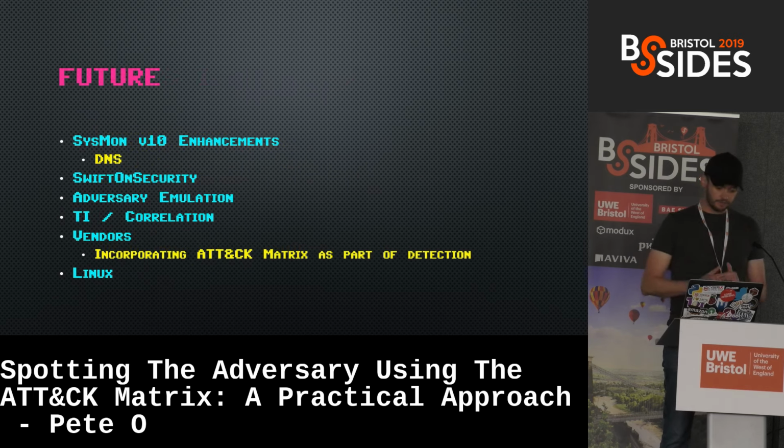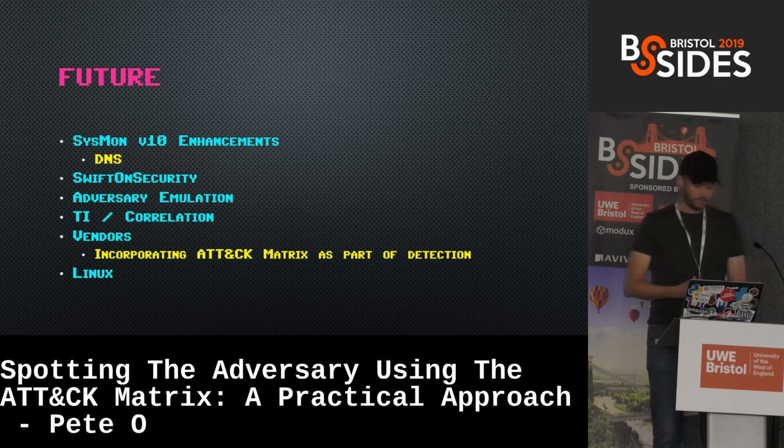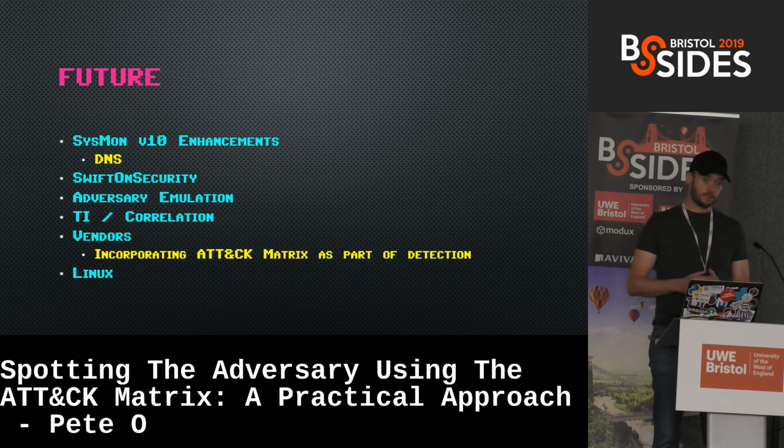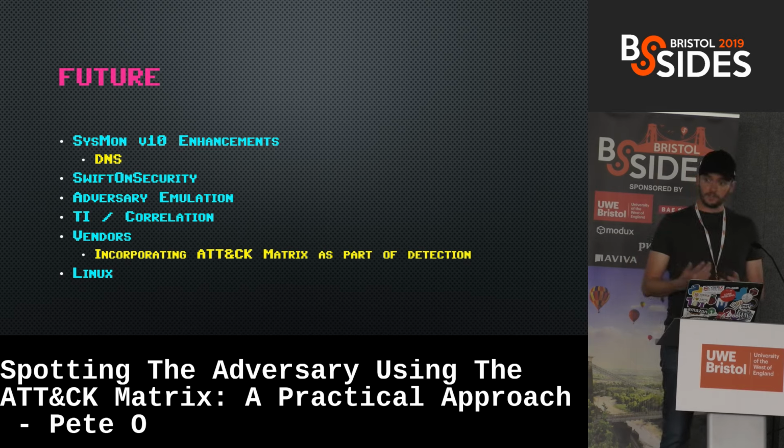Going forward, I'm in the process of upgrading SYSMON to version 10. This provides DNS logging for the process and reporting of the original file name. So it's a bit of a game changer. I'm not even seeing this function in EDR solutions either. SwiftOnSecurity has released an updated SYSMON config file that provides mapping to the attack matrix TTPs as well. So now we've got two configs, OLAF and SwiftOnSecurity.